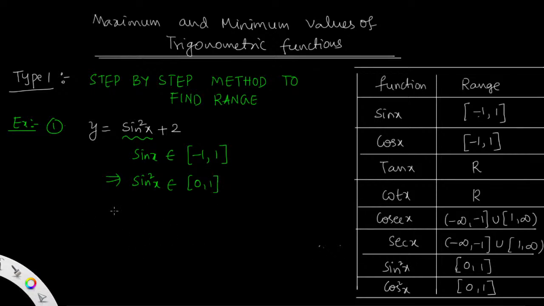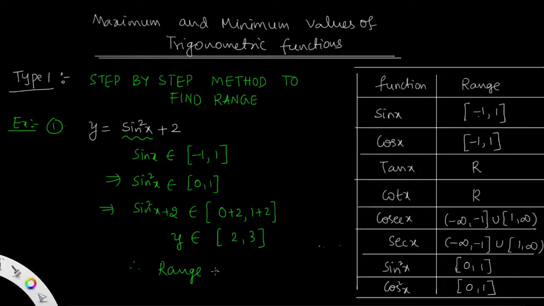Since the given expression is sine square x plus 2, by adding 2: 0 plus 2 and 1 plus 2, it belongs to [2, 3]. So y is the function, and its range belongs to [2, 3]. This is the step by step method to find the range.